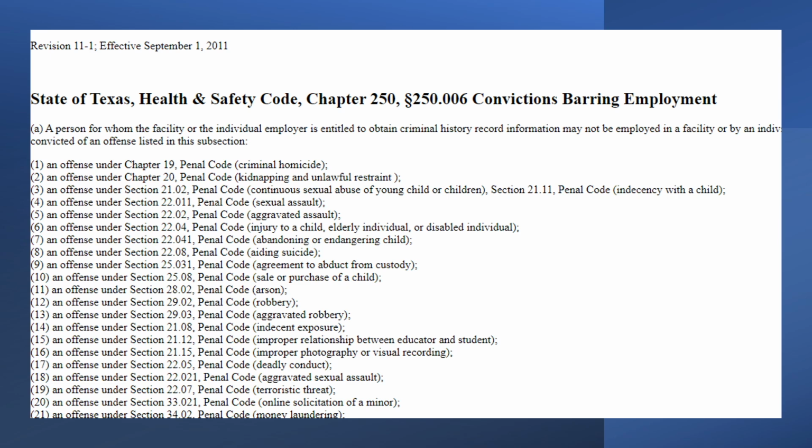29.02. If they have a 29.02 on their record, they cannot be hired. They have a 21.08 on their record, they cannot be hired. They have a 22.021 on their record, they cannot be hired. They have a 22.07 terroristic threat, they cannot be hired. So this just goes on and on. I just want to make sure that you guys know that you need to follow the laws and follow the rules when it comes to hiring providers to care for your patients.